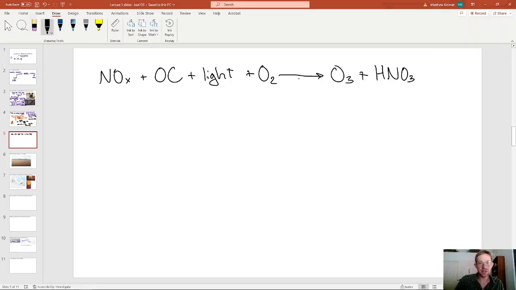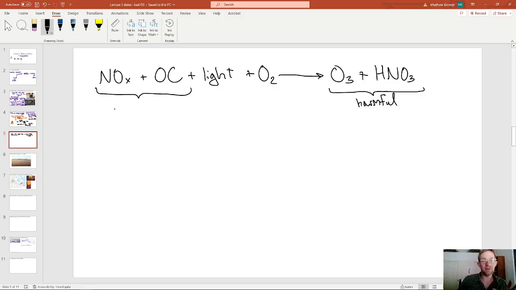And this is sort of just the overall reaction for photochemical smog. So really, the molecules that are really harmful in smog are ozone and nitric acid. These are not good. And like I said, smog is going to be more prevalent in a region. Mostly the thing that is limiting here is NOx and organic carbon emissions.